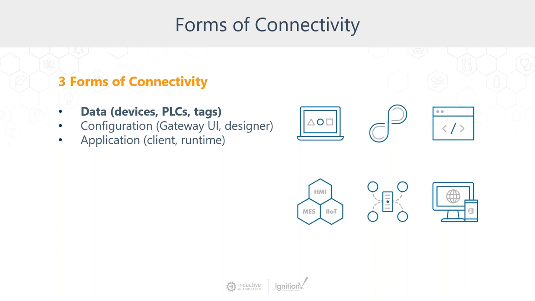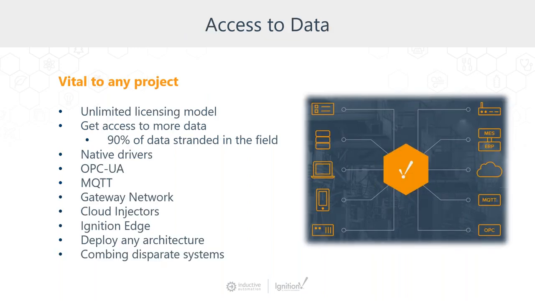If we start with data, which is devices, PLCs, and tags, getting access to that data is vital to any project, and we try to make that easy. There's an unlimited licensing model inside Ignition. You don't have to worry about the number of tags or the amount of data that's going through. IIoT protocols like MQTT allow access to some of that stranded data in a really easy, low bandwidth way. If you're not using those, you can still get access to that data, and there are a lot of options for communication and connectivity there.